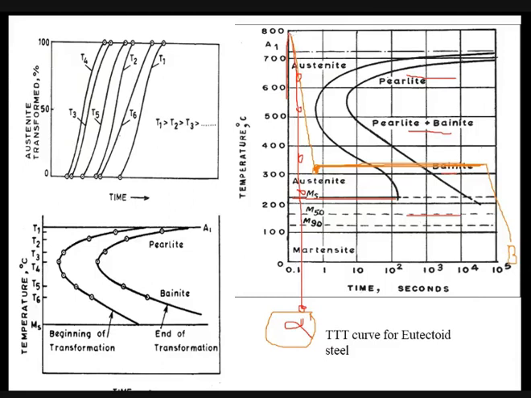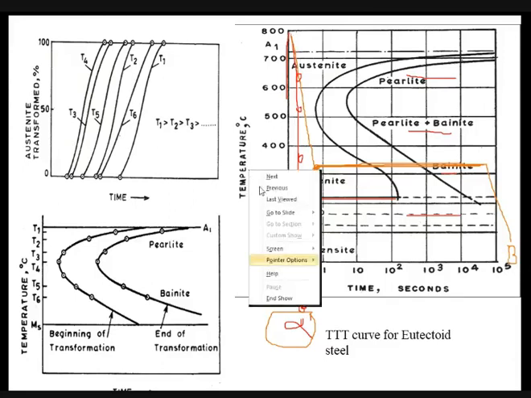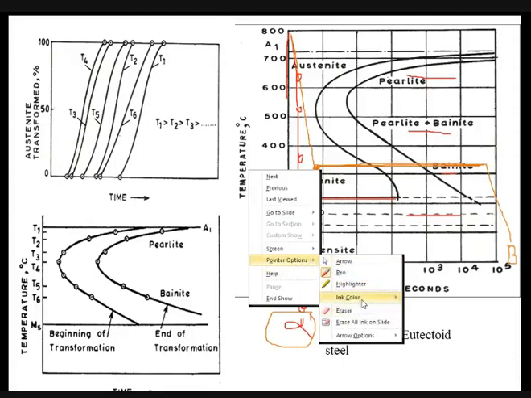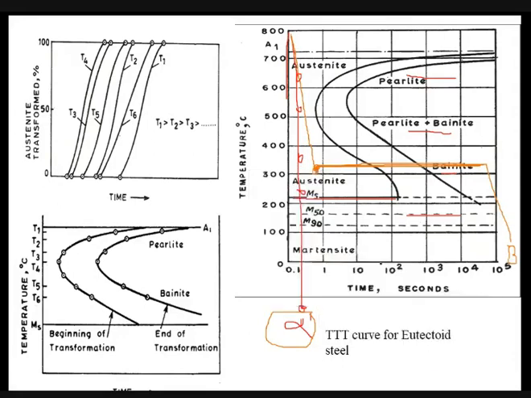Now, from 800, suppose we go with one more color, black. Somewhere here, in between 500 to 600, or let us say 600 degrees centigrade, and then hold it further. Which phase exists? Obviously pearlite. Obviously pearlite, and 100% pearlite. Are you getting or not?